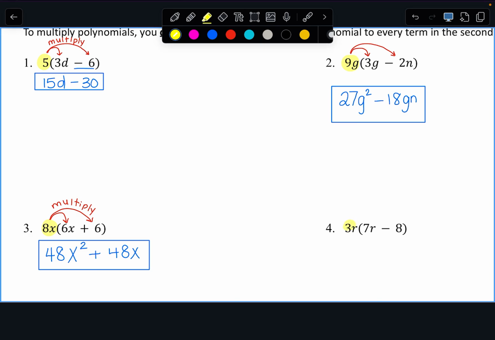Number 4, 3r is what is being distributed to the 7r and the negative 8. Remember, you have to take that sign that's in front of the number. So 3r times 7r, what would we get? To what power? Good. 21r to the second power. And then 3r times a negative 8 is a negative 24r.